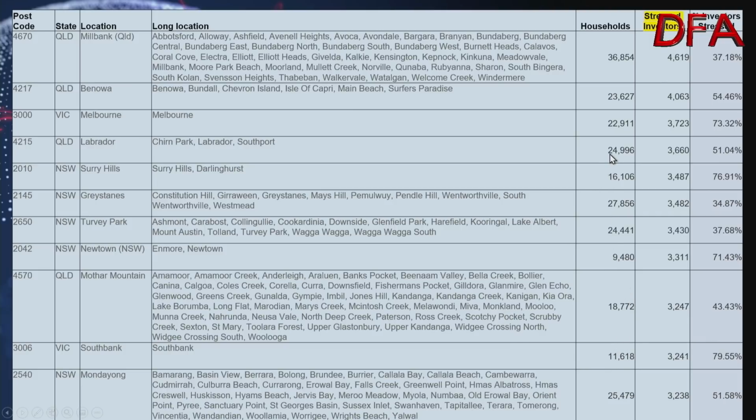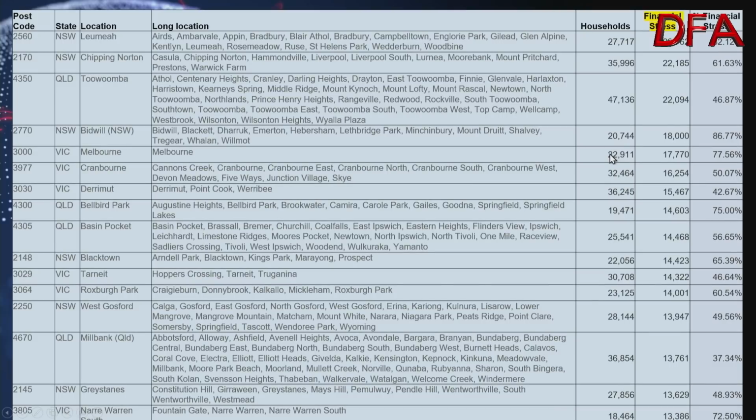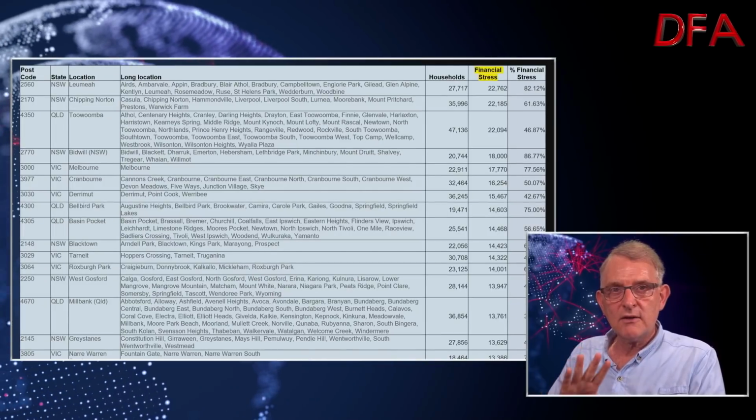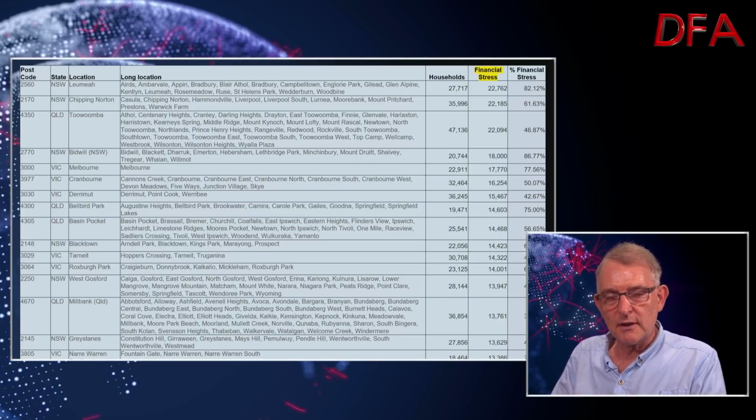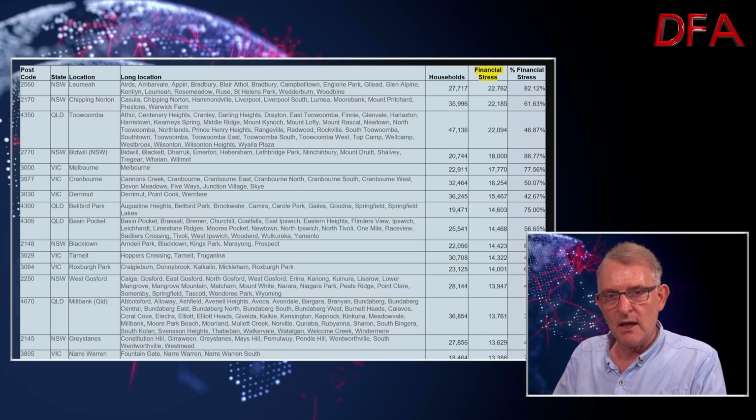And just finally, to give you the aggregate view, of course, we can also look at financial stress. As you may not be surprised to see, some New South Wales postcodes, 2560 and 2170, then Toowoomba, then some Victorian postcodes, including Victoria 3000, Cranbourne, Derrimut, then some Queensland ones. So you can see it's across a whole bunch of different areas, but you can see the same pattern. High growth corridors, a lot of new developments, a lot of people who've bought relatively recently are struggling.